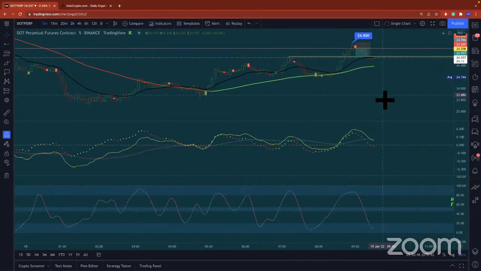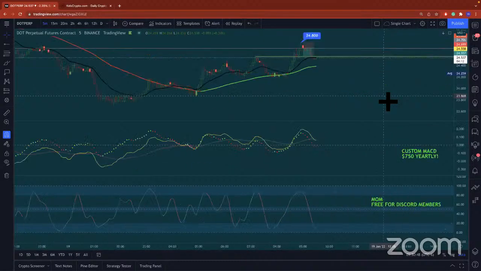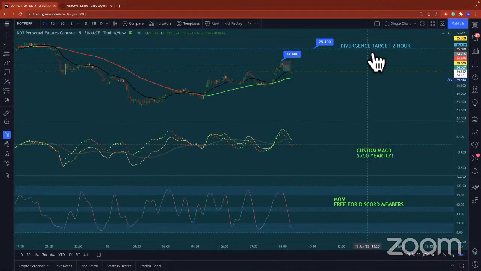Let me zoom out on the 5-minute chart. You can see that's our target right there. Divergence target on the 2-hour chart. This price action will touch this. There's zero question about it. The price action will touch this. The divergent targets are magnets if you know how to use them.